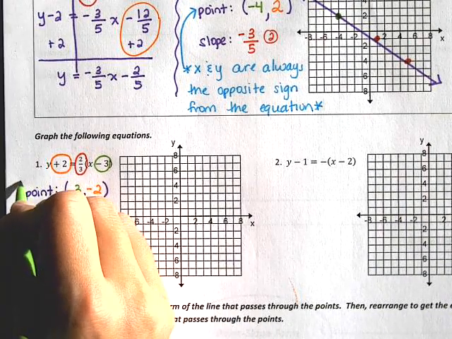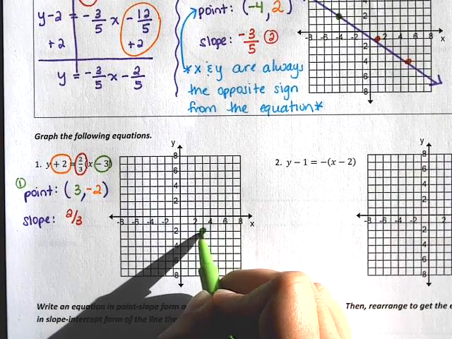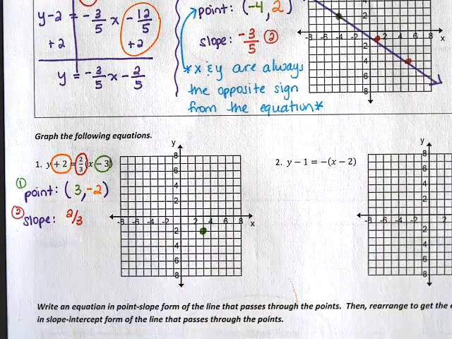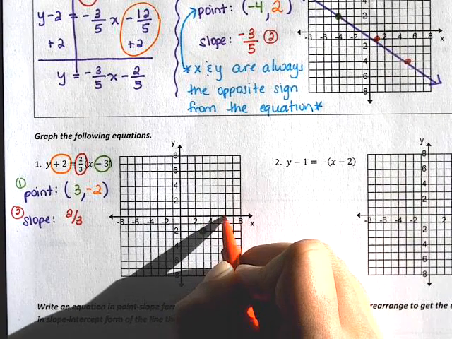I'm going to graph the point first. So I'm going to go right 3, down 2 spaces, and put a starting point there. Then I'm going to graph the slope. From this starting point, I'm going to rise 2, run 3.